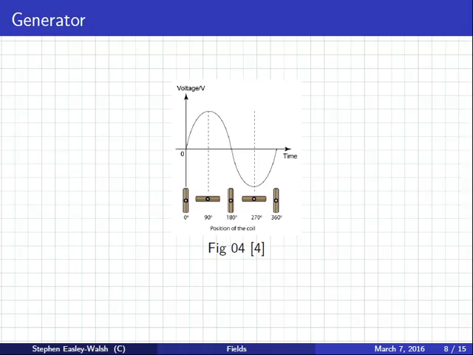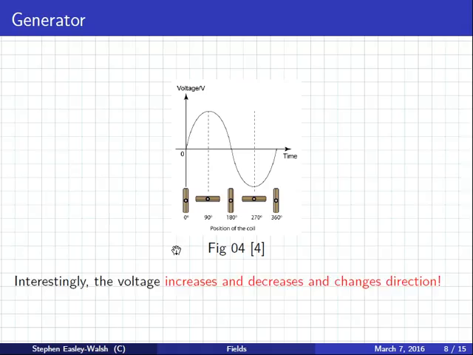Interestingly, the voltage increases and decreases and changes direction. So the voltage goes up, goes down, and changes direction. That's interesting because previously we've just been looking at a constant voltage, or in the case of a capacitor, the voltage decreasing. But we've never seen a graph like this for voltage where it increases and decreases and changes direction.